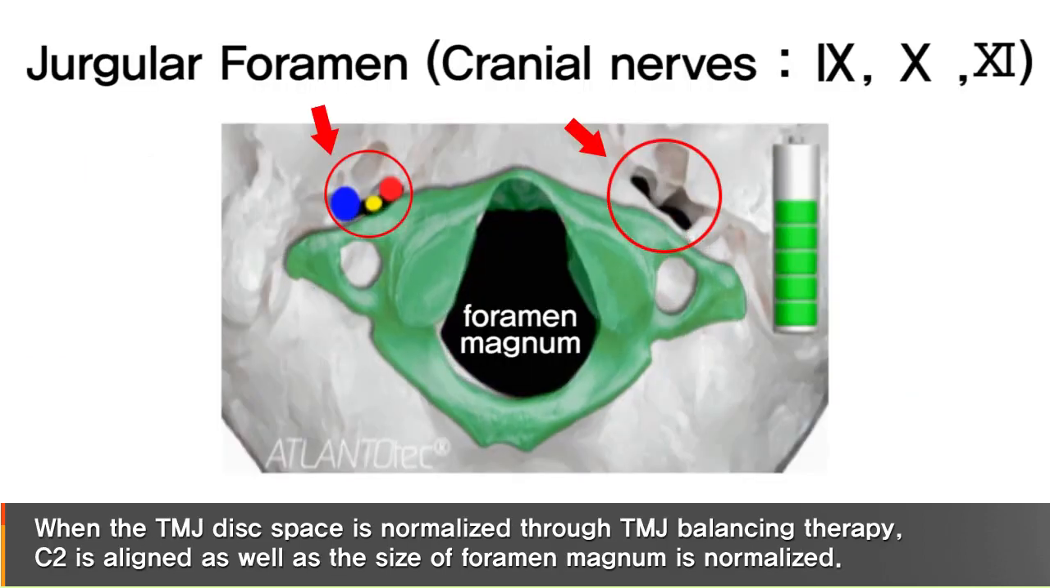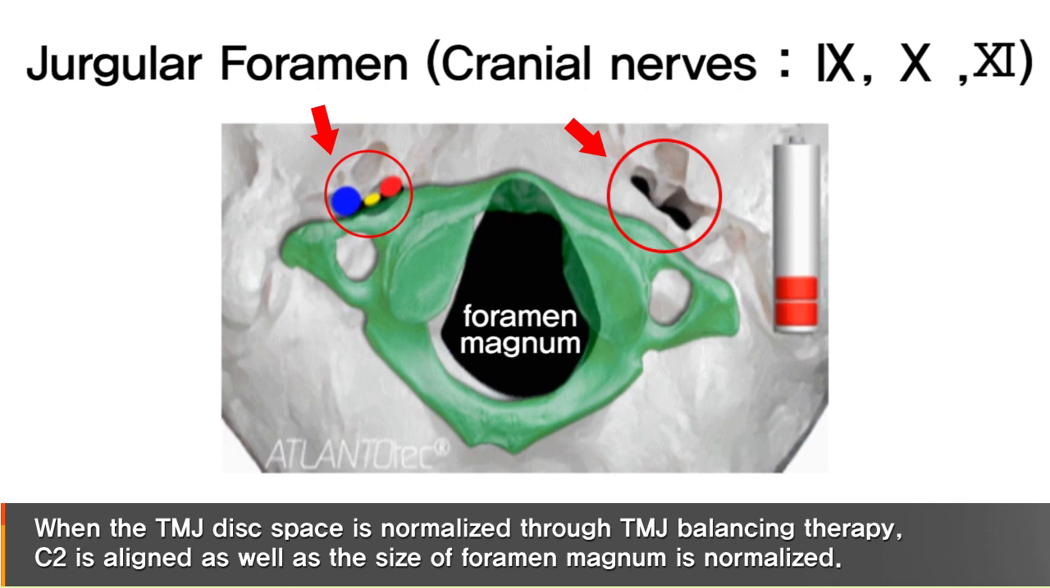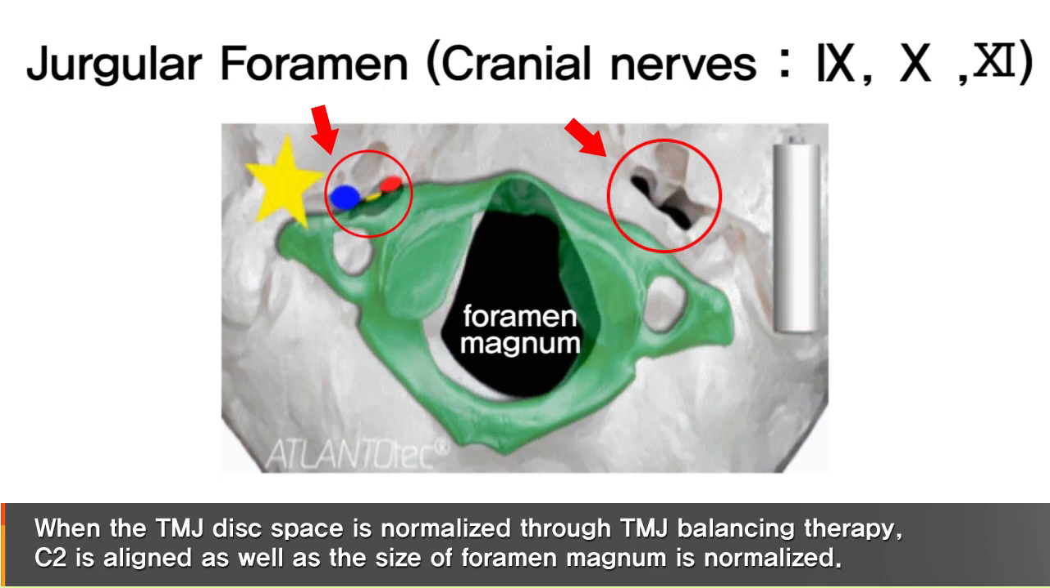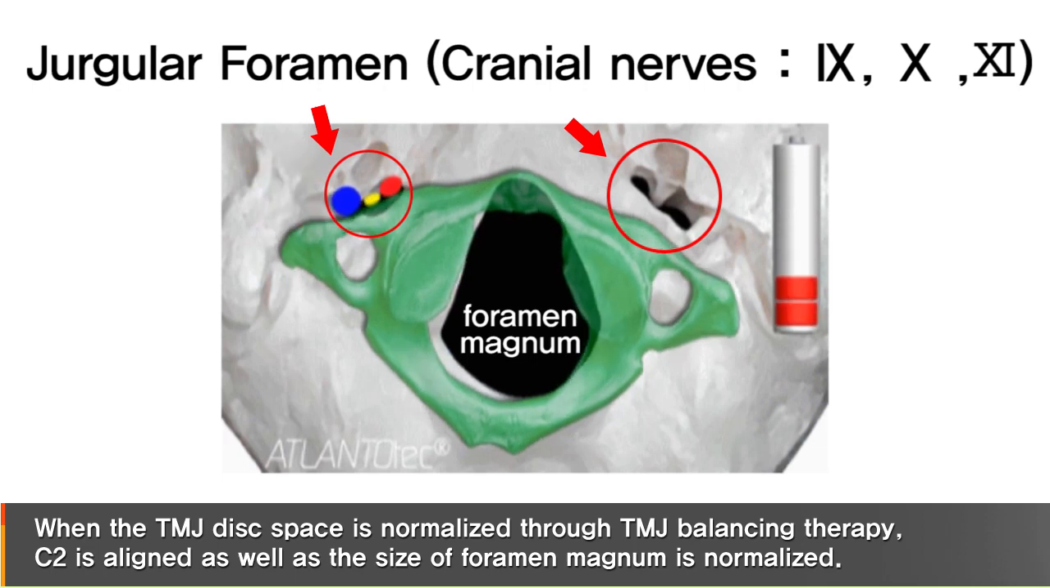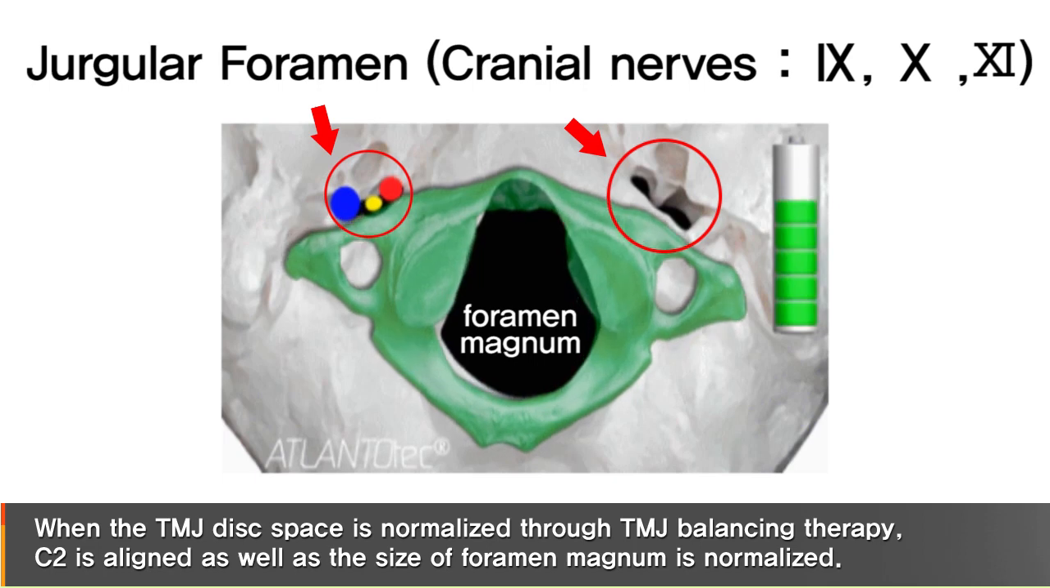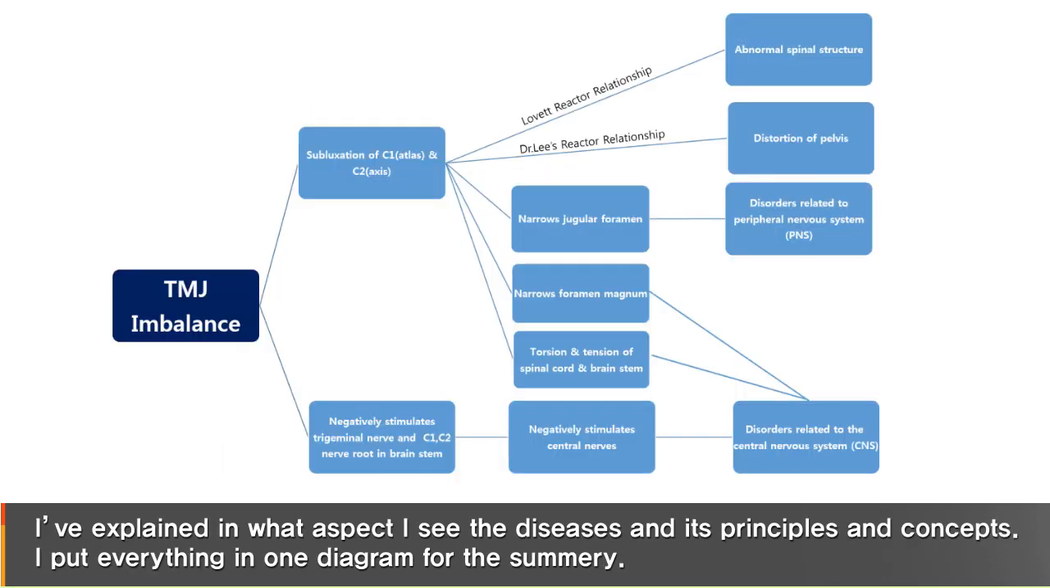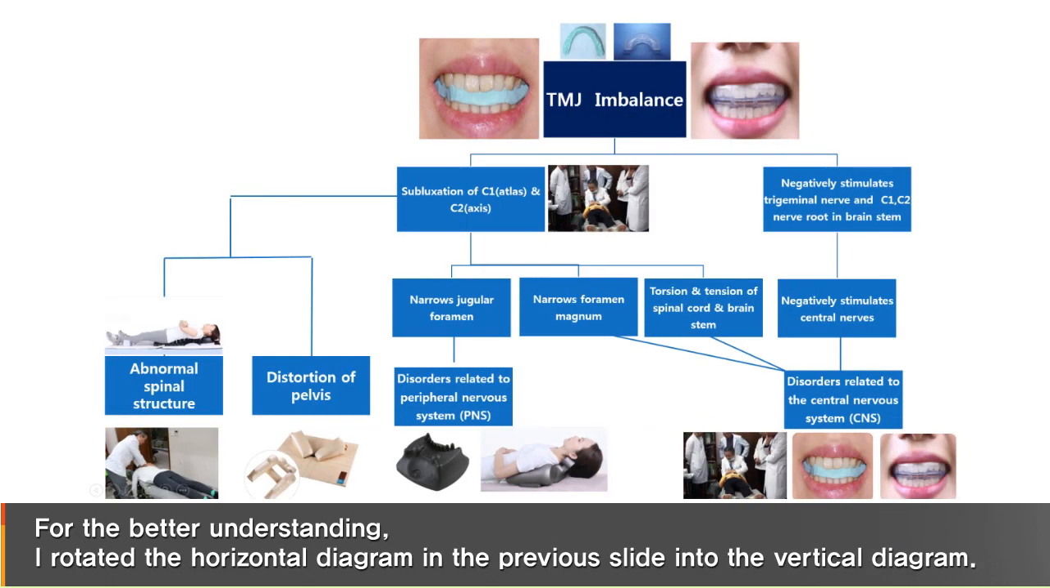When the TMJ disc space is normalized through TMJ balancing therapy, C2 is aligned as well as the size of the foramen magnum is normalized. I've explained in what aspect I see the disease and its principles and concepts. I put everything in one diagram for the summary. For better understanding, I rotated the horizontal diagram in the previous slide into a vertical diagram.